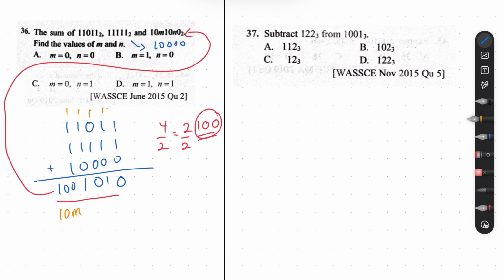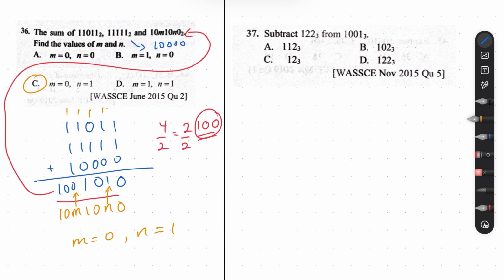We have 10m10 and 0. So this m matches this 0 and this n matches this 1. Okay, cool. So that means our m is equal to what? 0 and n is equal to 1. Okay, do we have it there? m equals 0, n equals 1, which is C. Okay, cool. Let's move on to question number 37.